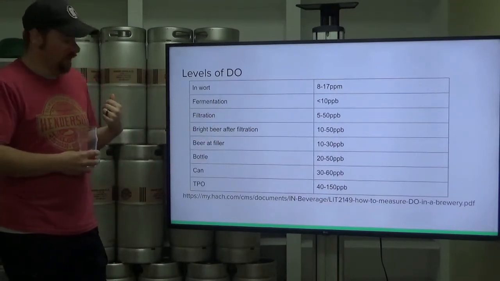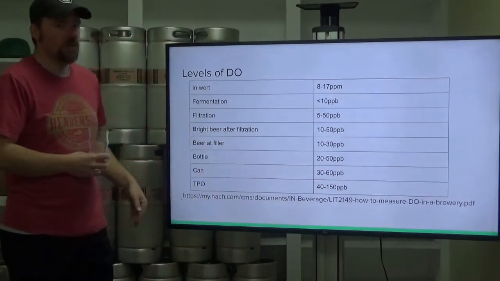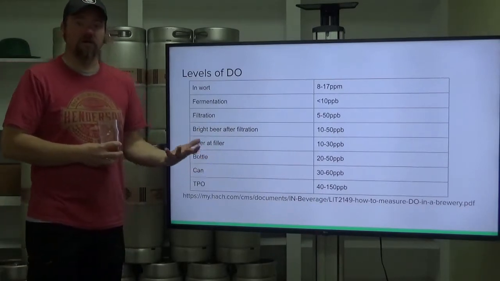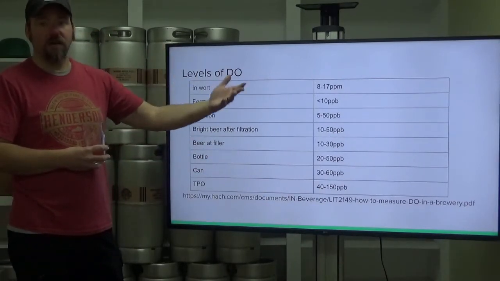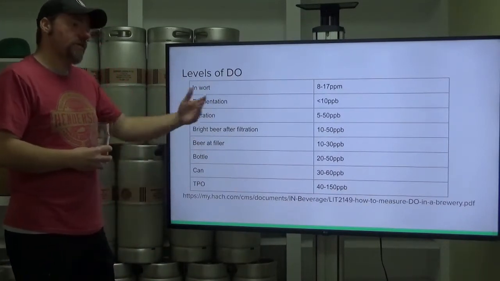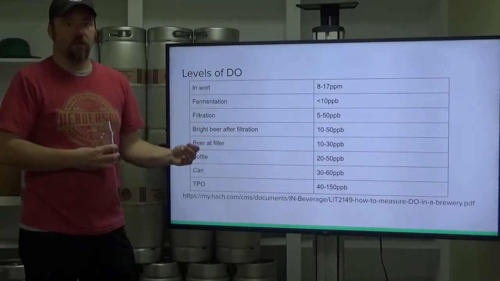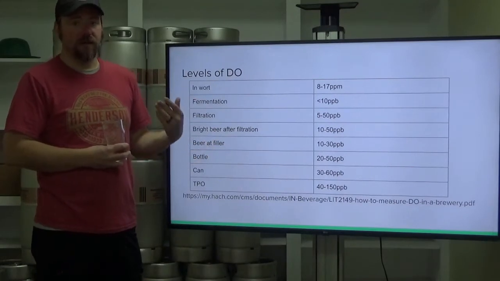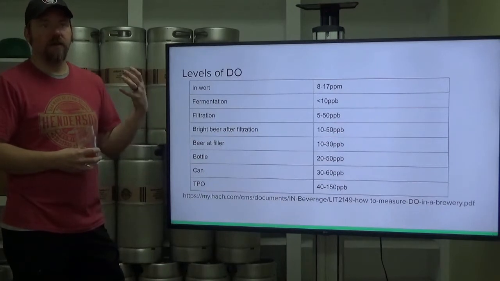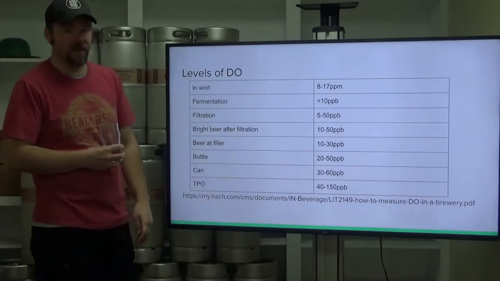And obviously, for the finished package concentration and the TPO, you want that to be as low as possible. The lower your numbers, the better off you are as far as shelf stability and the life of your product. The higher that number, the quicker that oxidation reaction is going to occur, and a greater production of that trans-2-nonenal product that contributes that paper or wet cardboard flavor, that staling flavor.